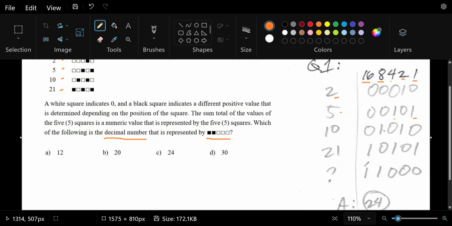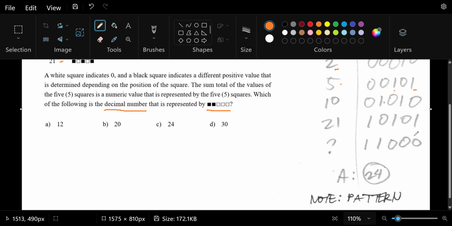Therefore, if we add one here on the leftmost and one on the one on its right, the decimal value equivalent would be 16 plus 8, which amounts to 24, and 24 is actually letter C, and it is the correct answer.